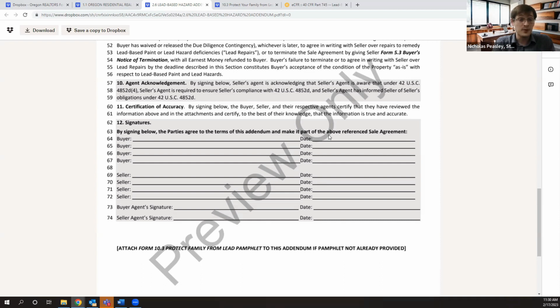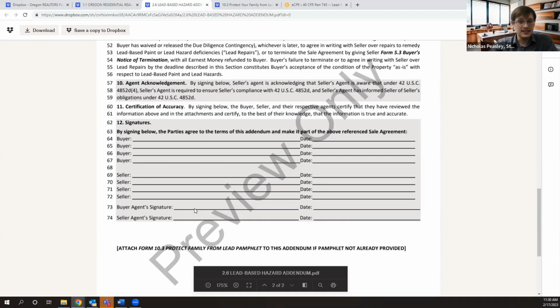If you know there's lead on the property, you literally know, you've done a test on your own, you're like, whoa, this is lead, then you shouldn't be signing this document if it does not disclose the presence of that lead. This is one of the only documents in the entire library.